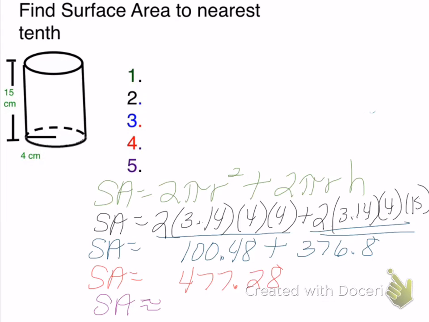So the surface area is approximately 477 3/10 square centimeters. To sum up what we did, we used the formula, we substituted, we combined things, and we round at the end to find our final answer for this question.